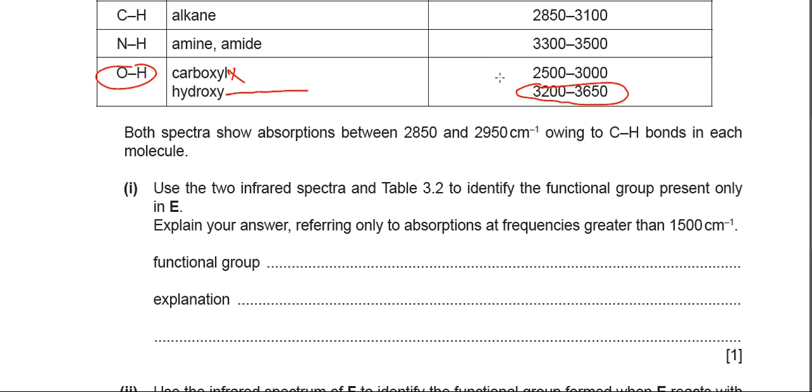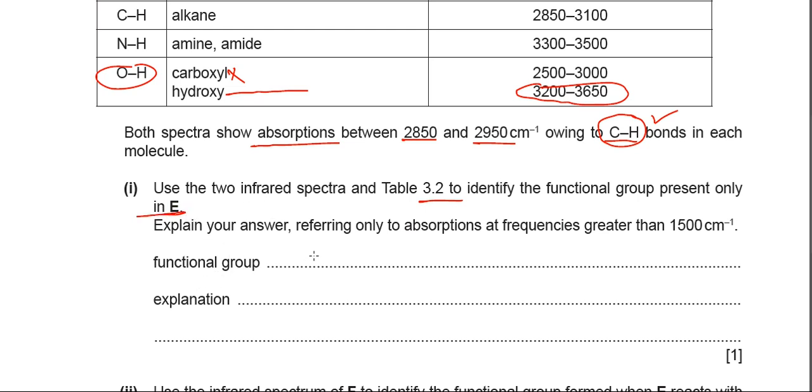Okay, now going back to see what the instructions are. These were just a little general discussion. He says that both spectra show absorption between 2800 to 2950 owing to carbon hydrogen, and because all organic compounds contain this type of bond, we are not typically using this value. As this is not a proper functional group, for IR we specifically use this data to identify the different functional groups. Use the two infrared spectra and table 3.2 to identify the group present only in E, so we are focusing on E only.